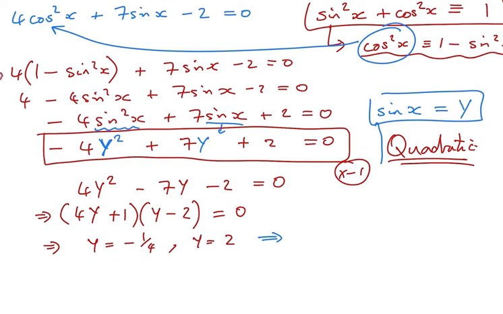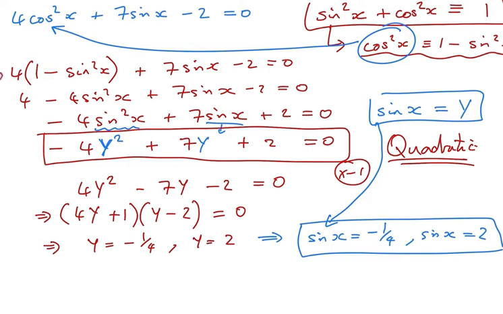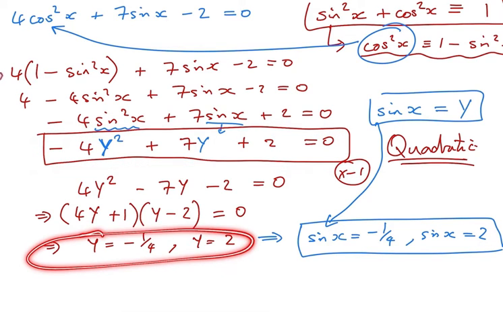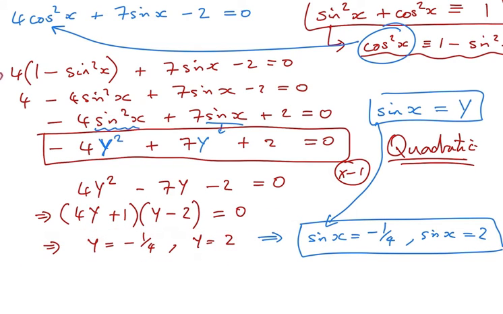Which implies, now I can bring back my substitution, because I know that y is just the same as sine x. So this means that sine x is the same as minus 1/4, or sine x is the same as 2. So these are my two solutions. Hopefully you've spotted what I've done. I made it into a quadratic, I solved the quadratic, and then I went back and changed it back into sine x instead of y. Quite a clever little move, I hope you will agree.